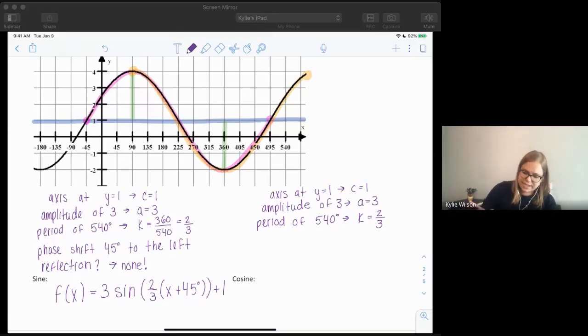And then our phase shift. So in this case, my cosine usually starts here on the x-axis, but it's been moved over to start at 90 degrees. So that means we are moving 90 degrees to the right.